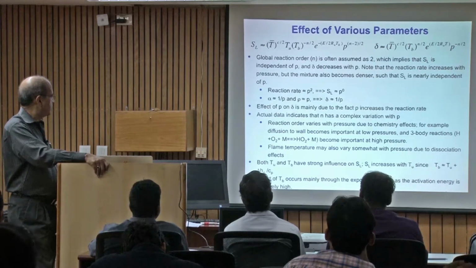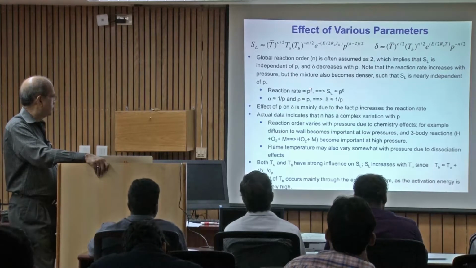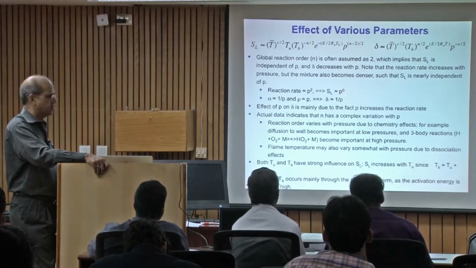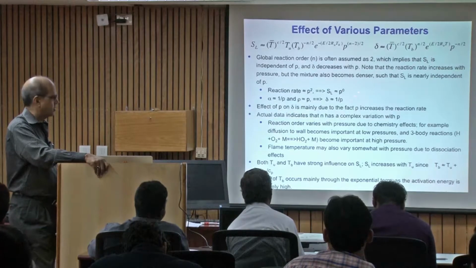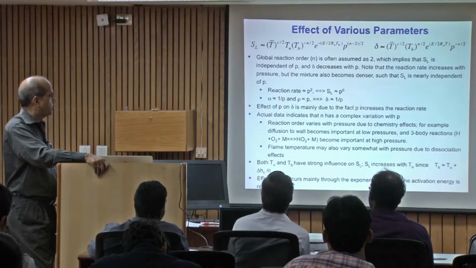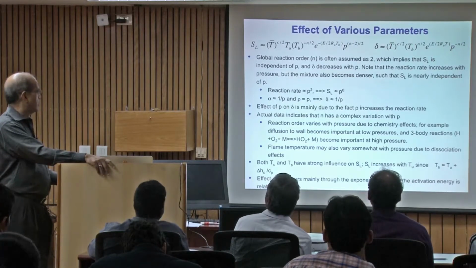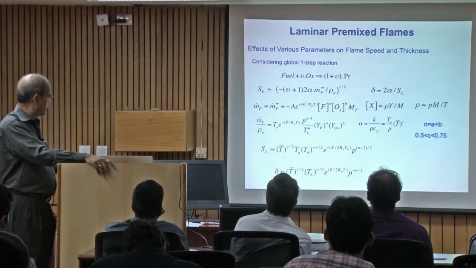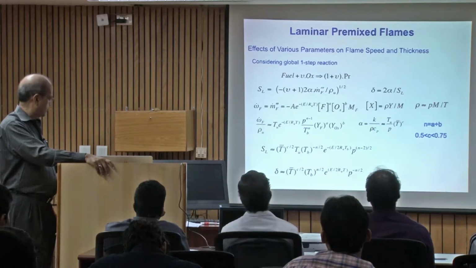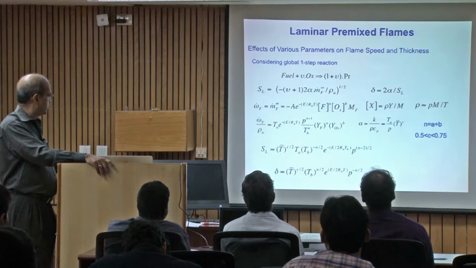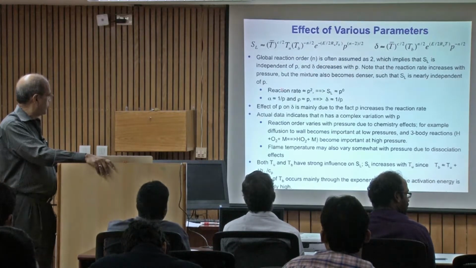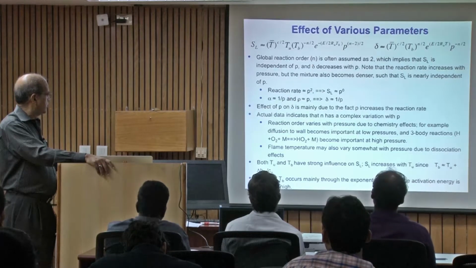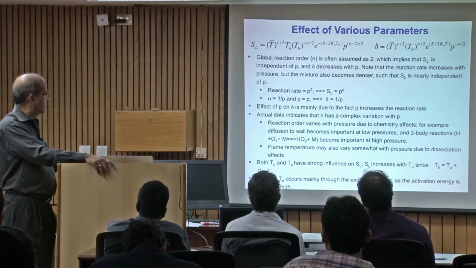So this is what is written here. Note that the reaction rate increases with pressure, because this is P to the power 1, sorry, not P0. It's P. Yeah, because 2 minus 2 by 2 is 0, so SL is independent. The reaction rate here is P square, whereas alpha is 1 over P.